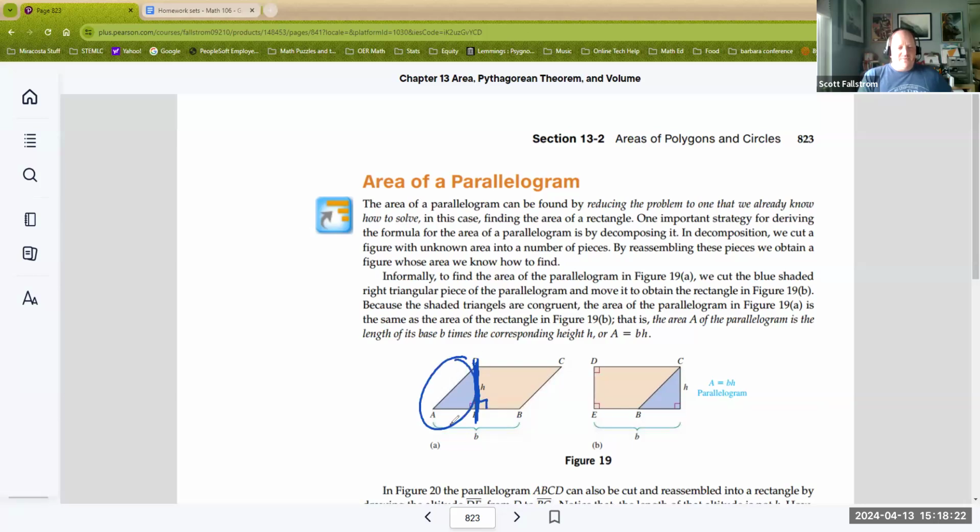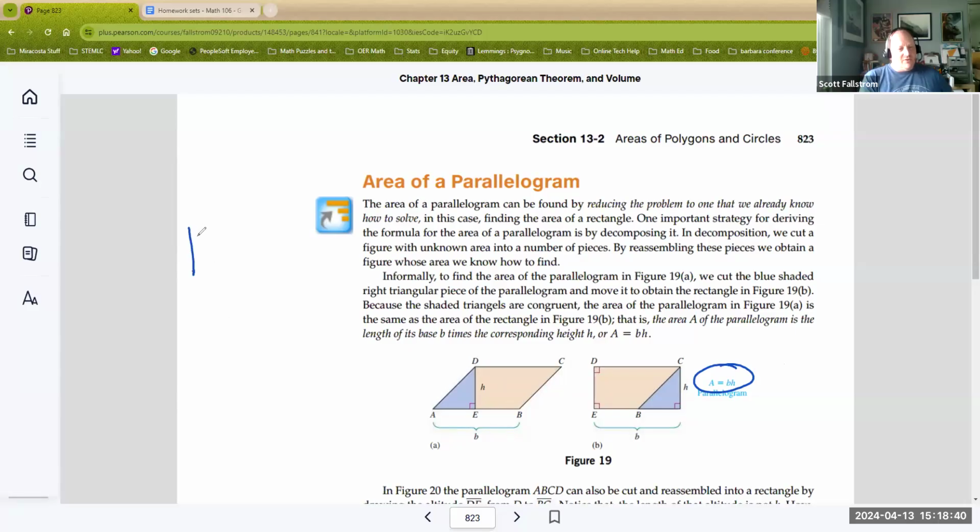Then take the cut piece and glue it on the other side. And guess what you have? Now you have a rectangle. So when you have a shape that's a parallelogram, it's still base times height. Now that works for an area of a rectangle or a parallelogram.